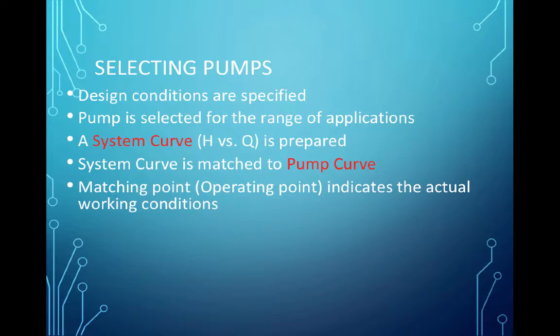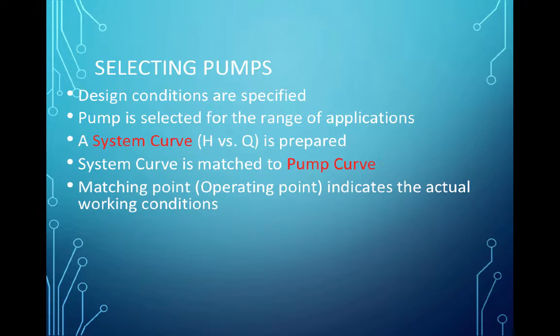A curve of head required by the hydraulic system versus discharge is prepared. That's called the system curve. We'll do one in a second. And then we get a pump curve from the manufacturer and we match the two. Simply, we essentially overlay them on the same axes, and where they intersect is the operating point. That would be the actual working conditions that that pump would function at for that curve.